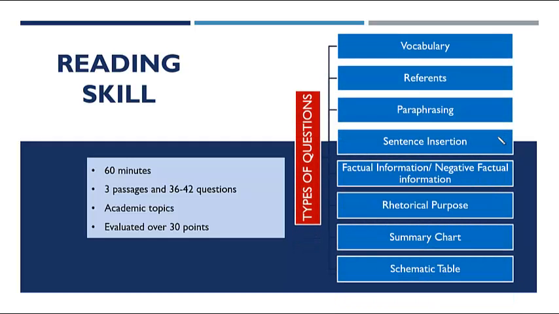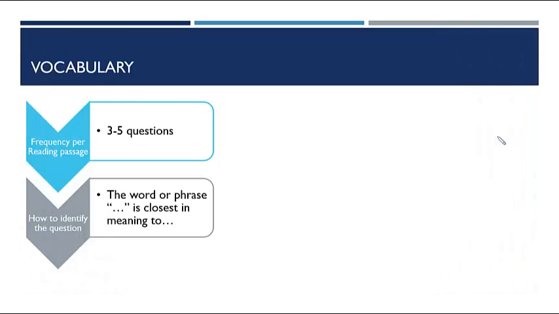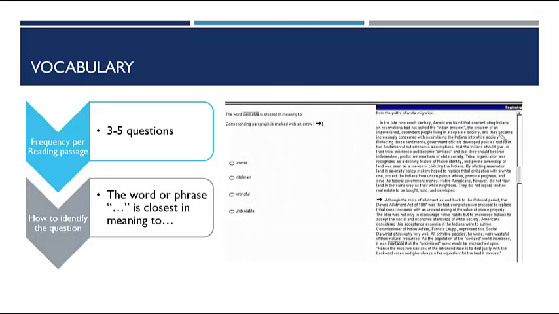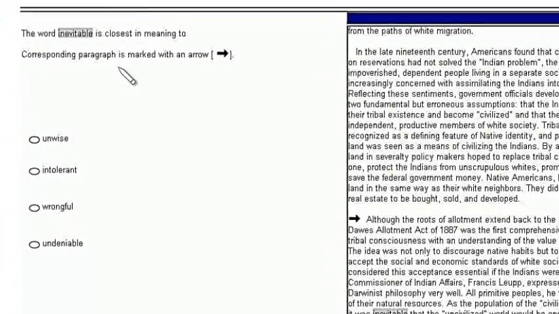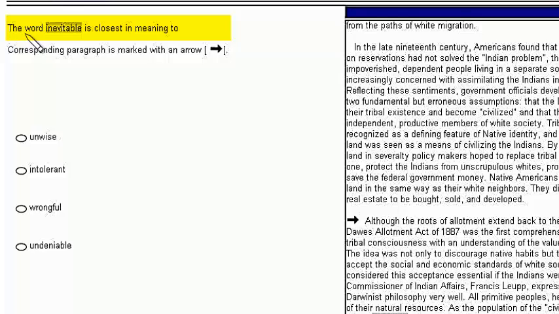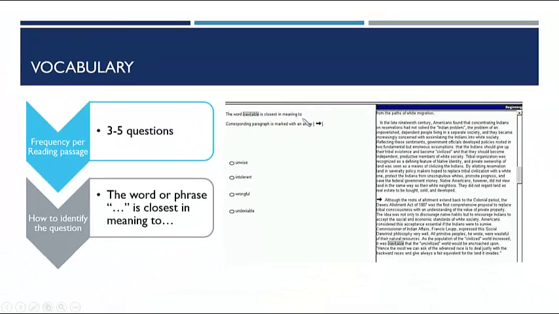In this section, you are going to find some types of questions. So, let's begin. You are going to find vocabulary questions. The frequency per reading passage is 3 to 5 questions. And you have to know how to identify these questions by reading the phrase "the word is closest in meaning to." As you can see in this example, we can find the keywords: the word is closest in meaning to. For this reason, this is a vocabulary question.